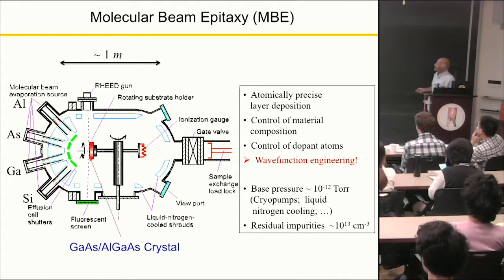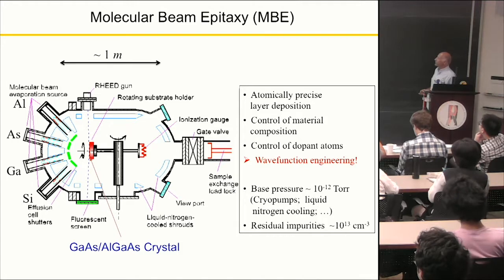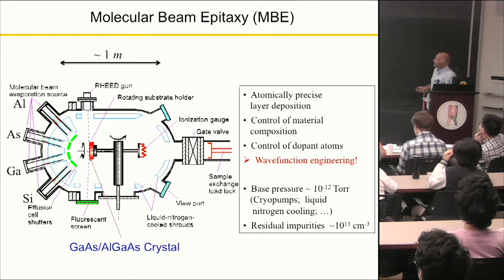So imagine a very high vacuum chamber. The vacuum is essentially 10 to the minus 12 torr, the base pressure. In this vacuum chamber, you have different ovens: aluminum, arsenic, gallium, and so on. The wafer sits in front of these ovens, and by opening and closing little doors, little shutters, we can send in different species. That's how you grow this, essentially layer by layer, atomically precise layers.